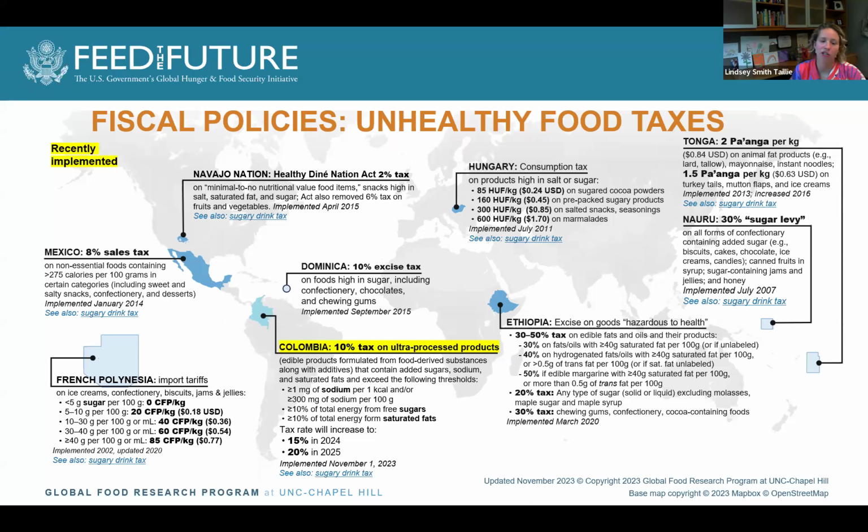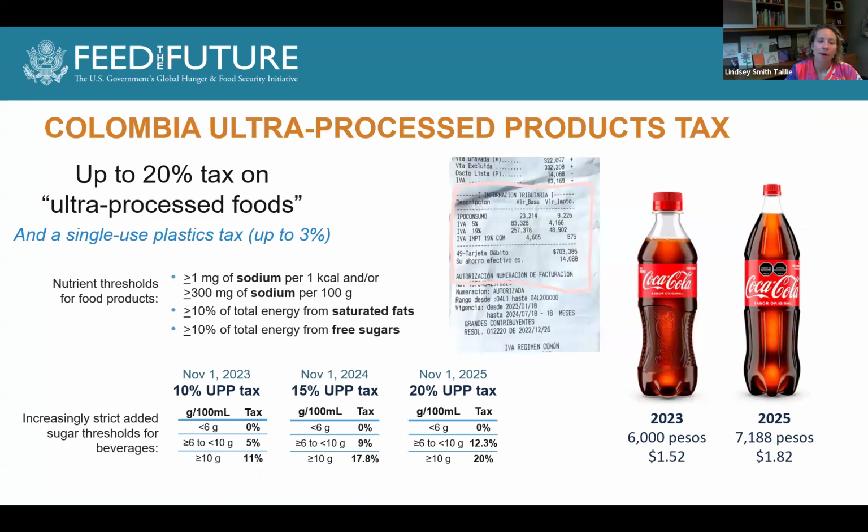Colombia, just in the past year, implemented probably the world's strongest tax on ultra-processed foods. And this is a tax that's going to increase up to 20% by 2025 on foods that are high in sodium, saturated fat, and sugars. And so this is a really strong tax that's going to cover, I think, about 50% of the packaged food supply. And at the same time, they have these warning label policies.